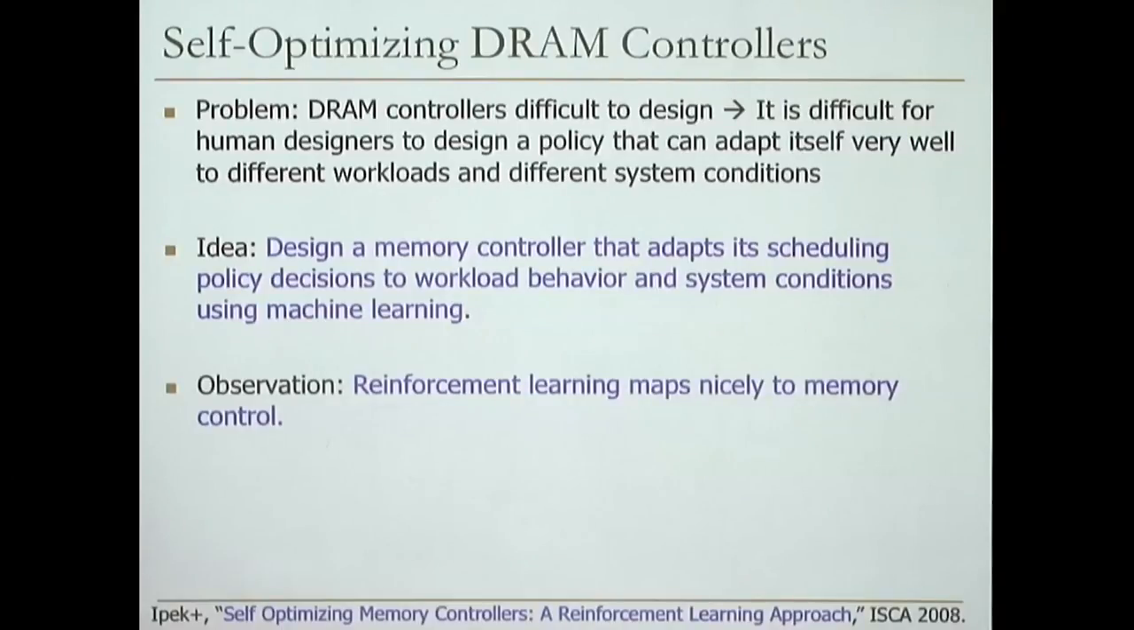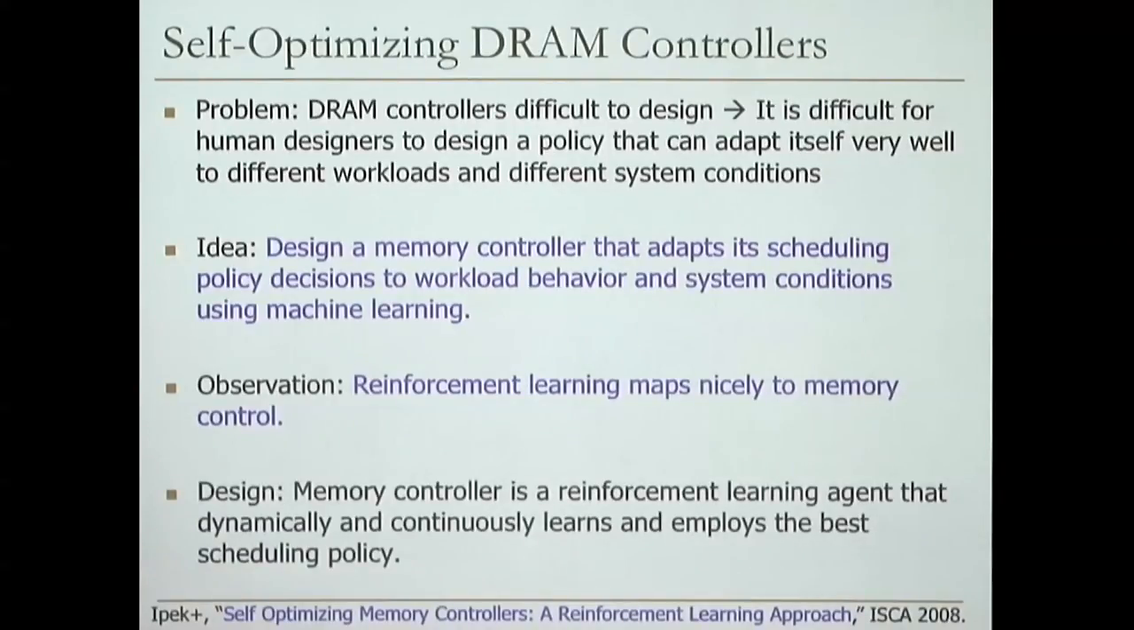So the observation that we had was that reinforcement learning, a particular form of machine learning, actually maps nicely to memory control. I'm not going to go into the detail over here, because this requires reinforcement learning theory. You need to have a Markov decision process for this to work well. And it turns out the memory controller can be formulated as a Markov decision process, a Markov decision diagram. Anyway, you should read the paper if you're interested in that. So the design is that the memory controller is treated as a reinforcement learning agent that can dynamically and continuously learn and employ the best scheduling policy.